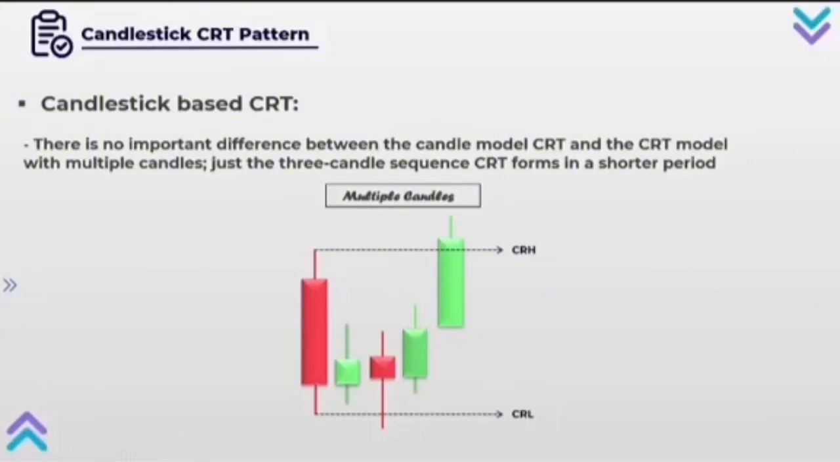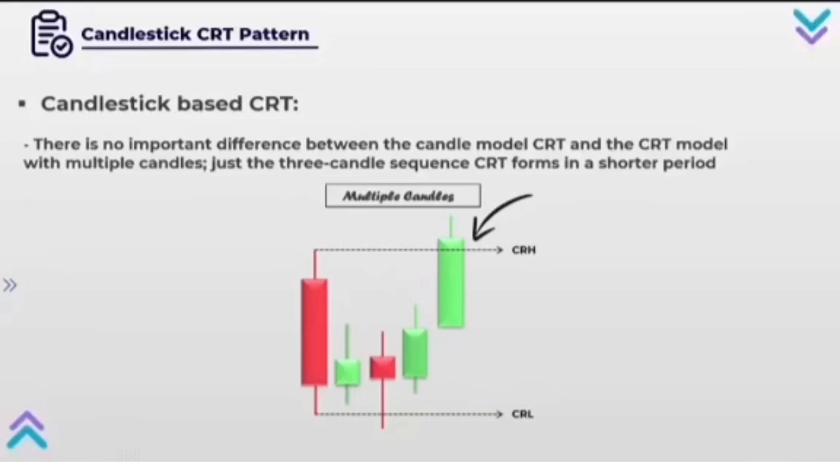The sequence goes like this. First, a range candle was formed, followed by an inside bar. Then, we had a sweeping candle that swept below the range with its shadow. And finally, the price formed several more candles until it hit the high of the range candle.